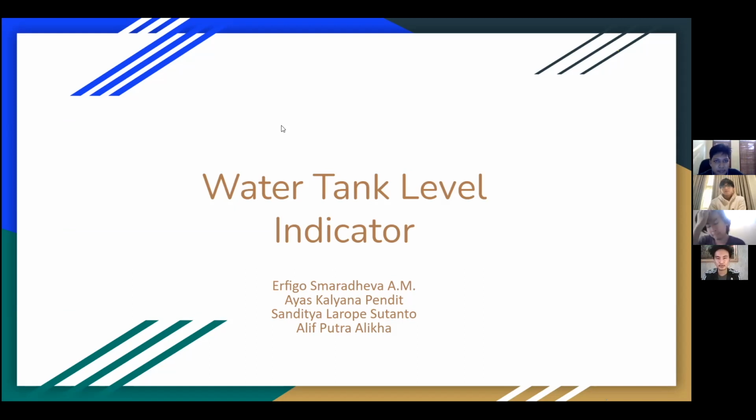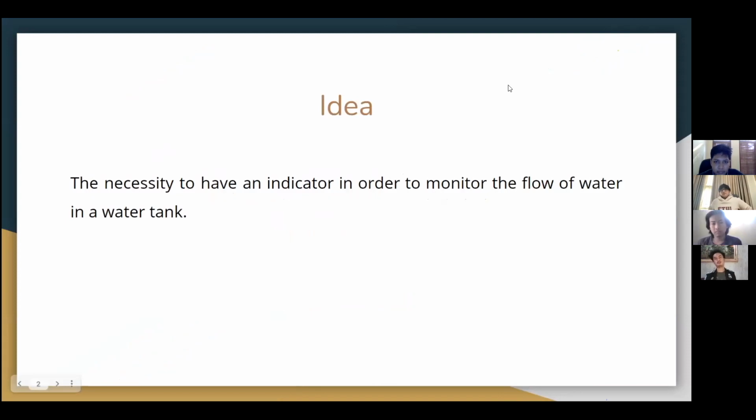And here we are going to explain our project about the water tank level indicator. So the main idea is, basically we see about the pandemic era where people may pet an animal or collect aquatic marine life. So we consider the hobbies of people, in which they keep aquatic stuff. So we consider the necessity to have an indicator in order to monitor the flow of water in a water tank.